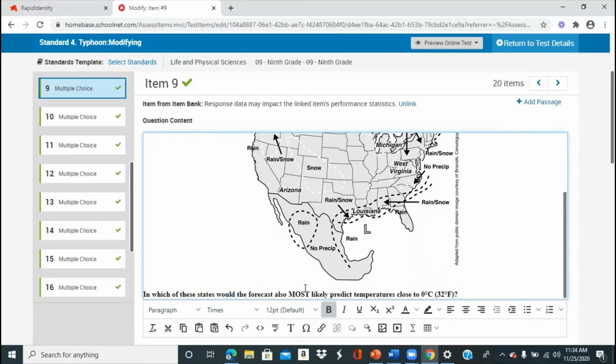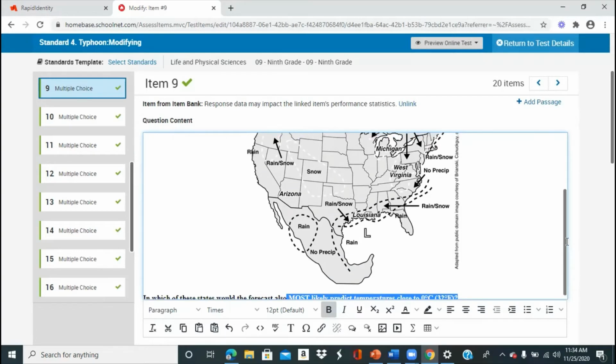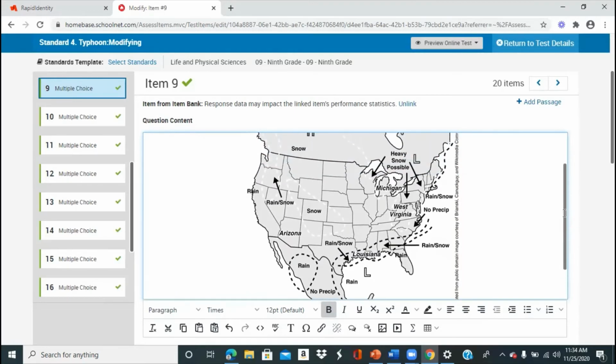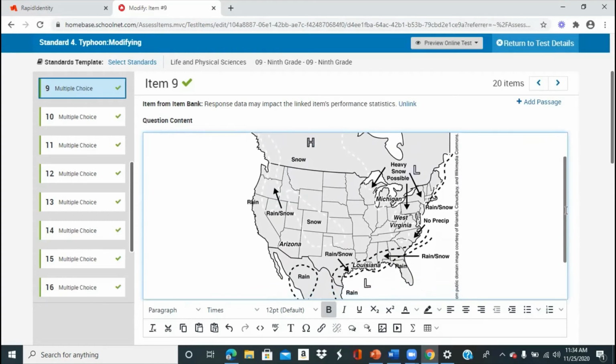So remember, what we need to look at is most likely close to 0 degrees Celsius or 32 Fahrenheit. So it's just cold, but it's not really showing any sign of heavy snow. Okay, possible snow, but it may not be as severe as what is experienced in different locations. So let's go back to the map.